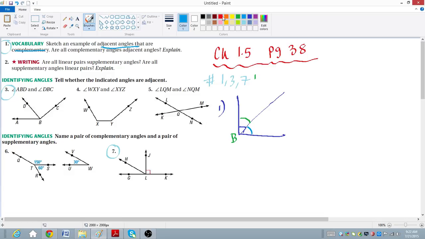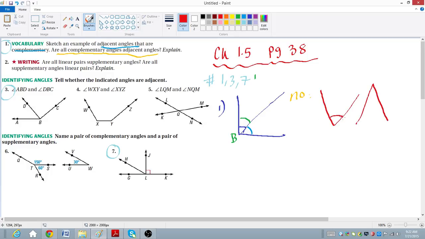Now the second question: are all complementary angles adjacent angles? Well, the answer to that is no. Explain. So why is that? Well, complementary angle means that it adds up to 90 degrees. So let's say I have something that looks like this, and like this.